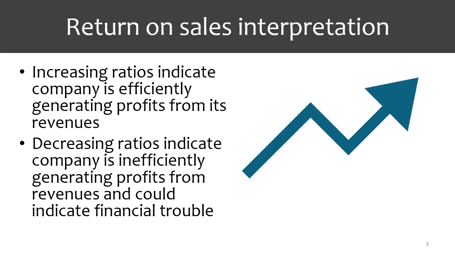When interpreting the return on sales ratio, it is better to see an increasing trend. An increasing return on sales ratio indicates the company is efficiently generating profits from its sales. A decreasing return on sales ratio indicates the company is less proficient in turning revenues into profits. This could be a sign of financial trouble.